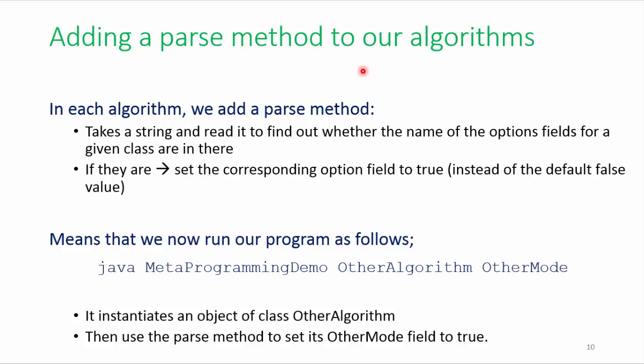Okay, so just to get a concrete example, if I invoke my program by typing at the command line java MetaprogrammingDemo OverAlgorithm, so that's the name of the class, right? And then OverMethod, well, I expect my program to create an instance of OverAlgorithm, and then I expect that instance of OverAlgorithm to set the OverMethod attribute to true, because that's the only attribute I specified here. And all other attributes that have been inherited or whatnot are going to remain set to false.